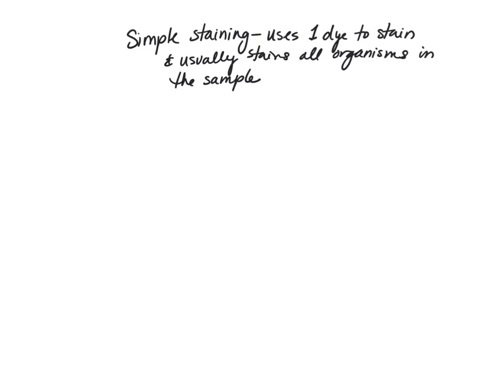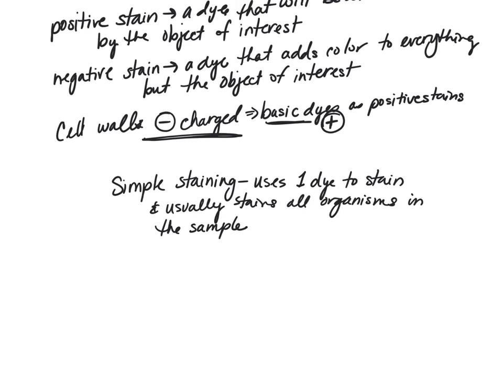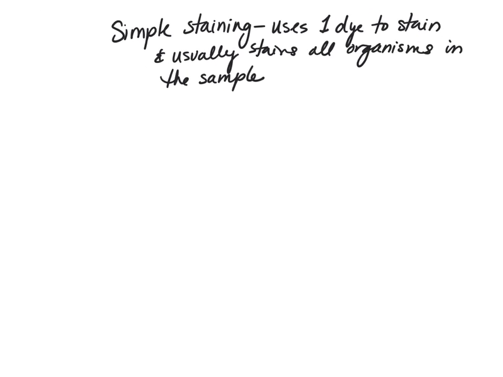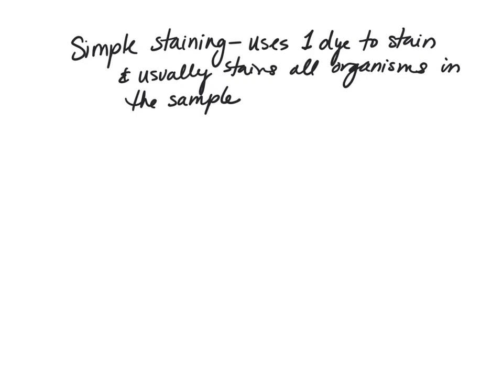So we would use, like we said up here, a basic dye to make our positive stain. We're just staining everything on there. All the cell walls are going to be stained the same color. That's a simple stain. Or the opposite: we use a negative stain, stain the entire background. So that's simple staining. You just apply one single dye to it.